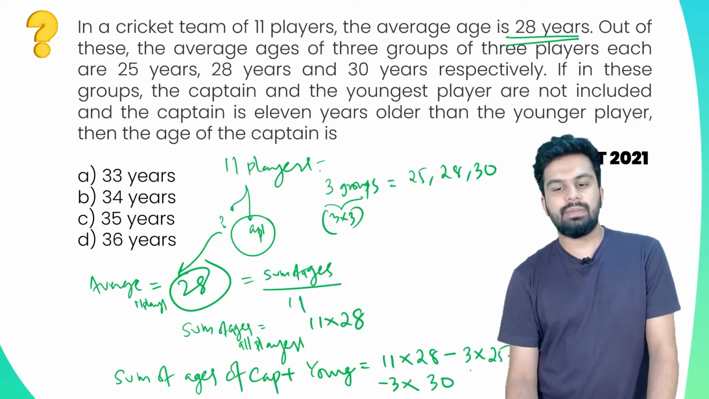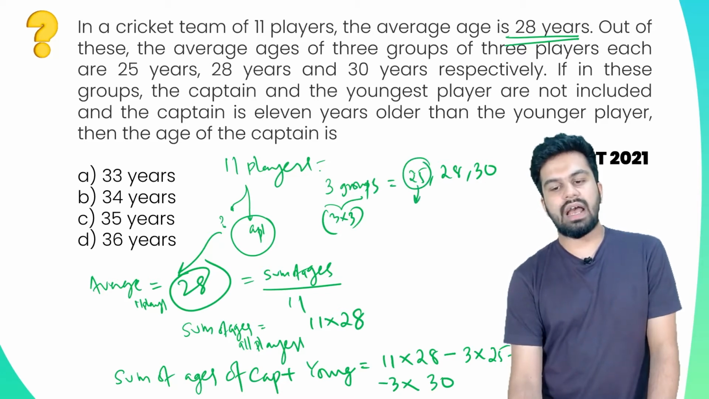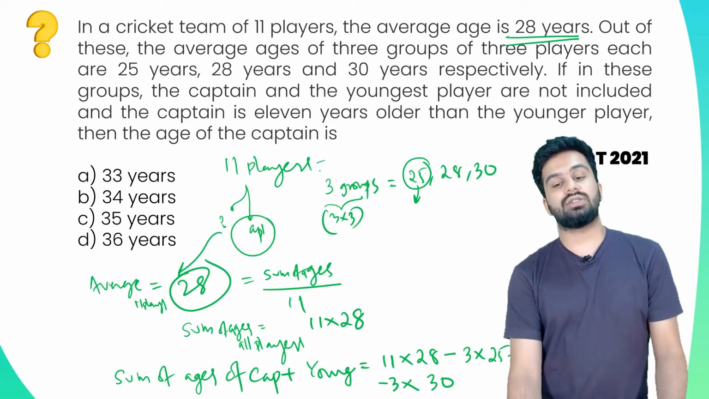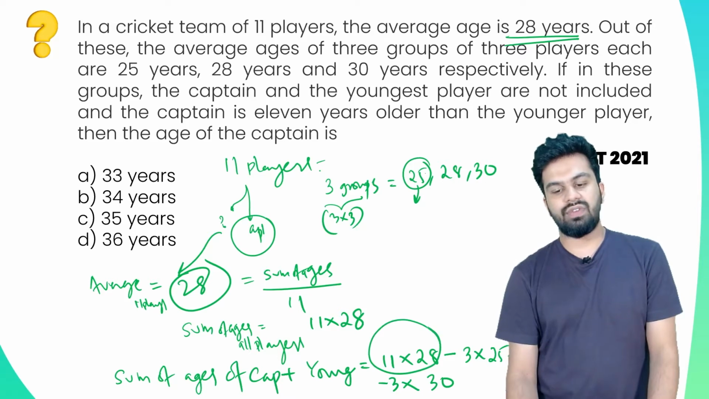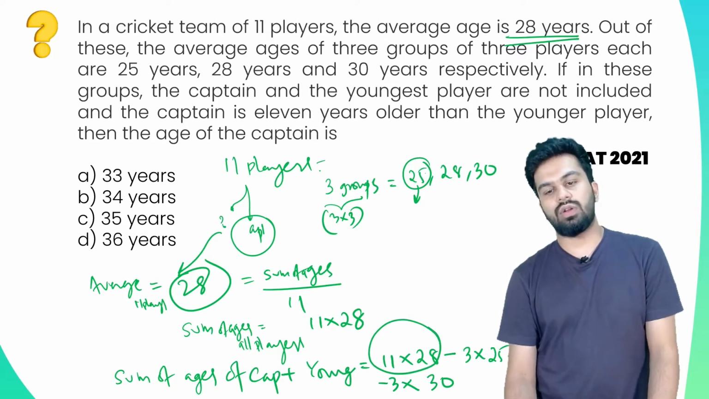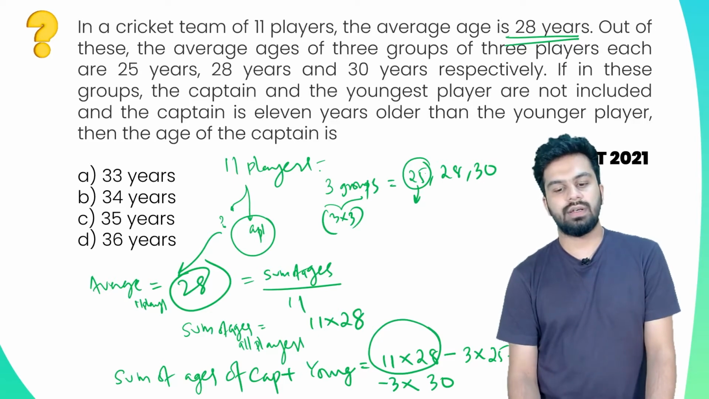With the same concept, each group has 3 players. If the average of 3 players is 25, the sum of ages of those 3 will be equal to 3 into 25, and from the overall sum we have to reduce the sum of ages of all those 9 players to get the balance sum of ages of the captain and the youngest player.